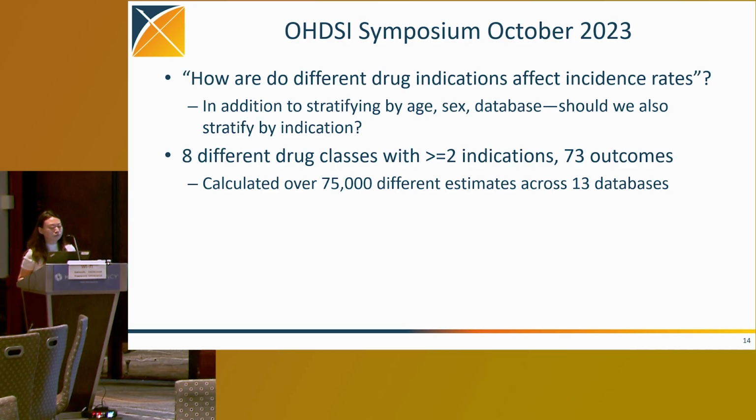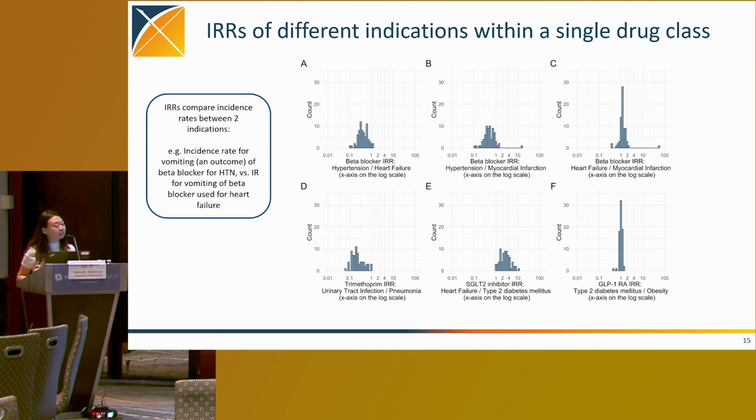To do that, we had 8 different drug classes with more than 2 indications. We looked at 73 different health outcomes, and over the course of the symposium, we calculated 75 different estimates across 13 different databases. And what we found, this is just a snapshot of the results. For space purposes, I did not put all 8 different drugs and their indications on here. So the top row are beta blockers and their different indications, which are hypertension, heart failure, and myocardial infarction. And then on the bottom, there's 3 different drugs with 2 different indications, so trimethoprim, SGLT2, and GLP-1s.